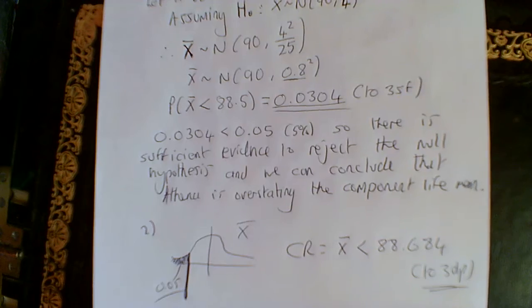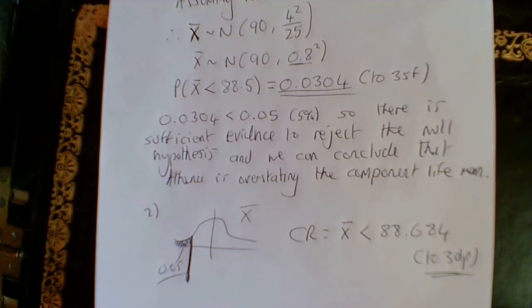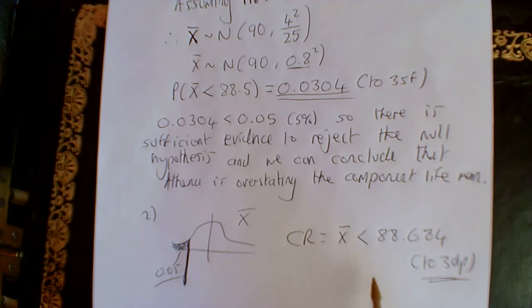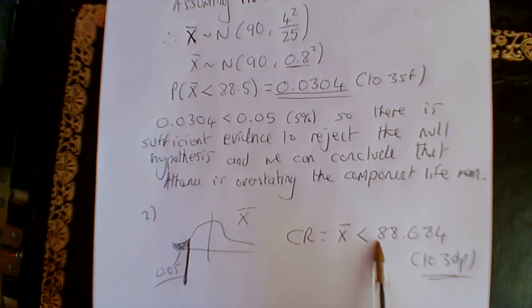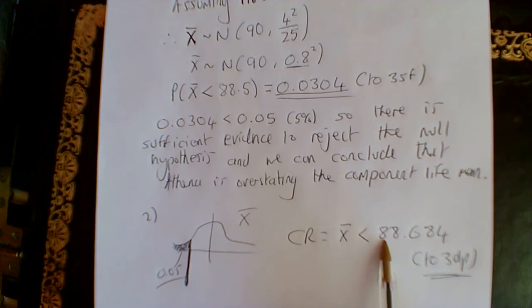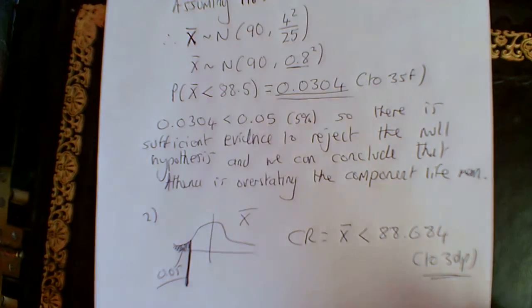So in this case, you're going to reject the hypothesis test, if you want to look at it like that, you're going to be in the critical region. You're going to be able to dispel the null hypothesis if it's in this bottom 5%. And that would require the mean of the component life to be less than 88.684.